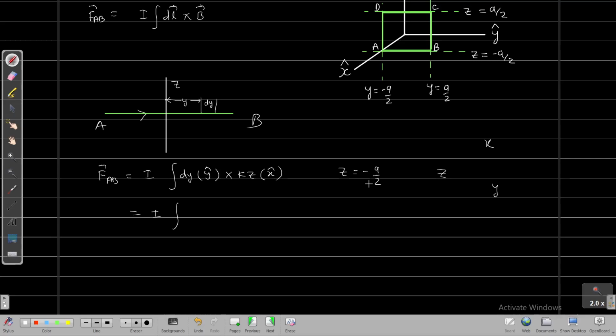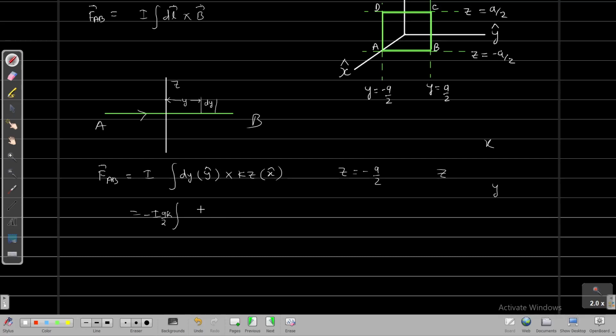This is the main problem, the most important and tricky part of this problem. People were thinking that all the force on this loop is zero, but the magnetic field is such that it is not zero. So you don't have to do rote learning, you have to understand the concept. Since z is minus a/2, which is a constant at that point, minus a/2 will come outside, and dy and k will also be there.